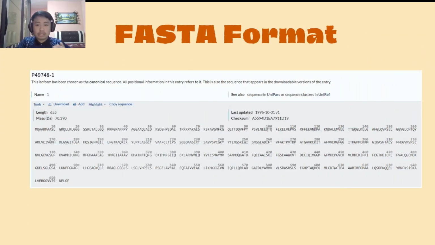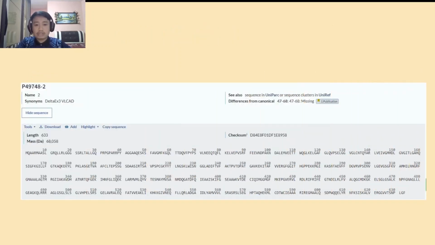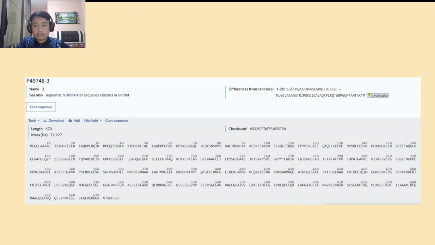Okay, so this is the FASTA format for the first isoform. We have 3 isoforms in this protein. This is the second FASTA format, and this is the last FASTA format for this isoform protein.